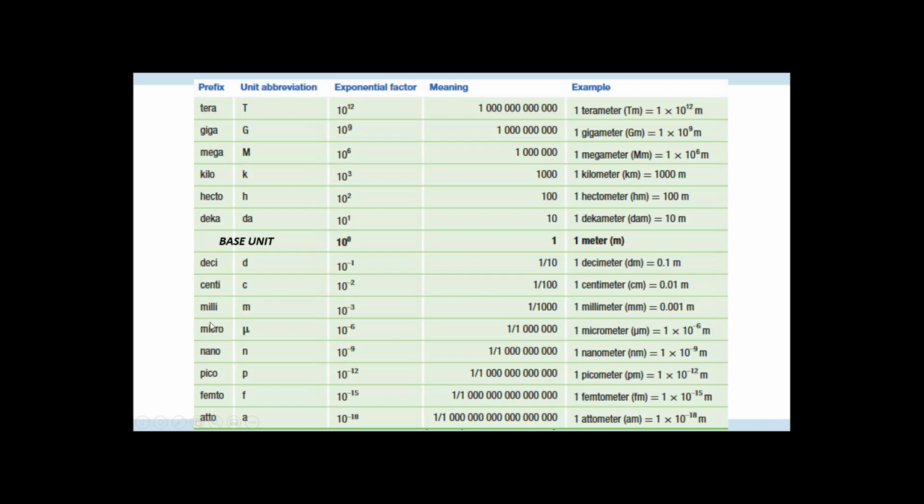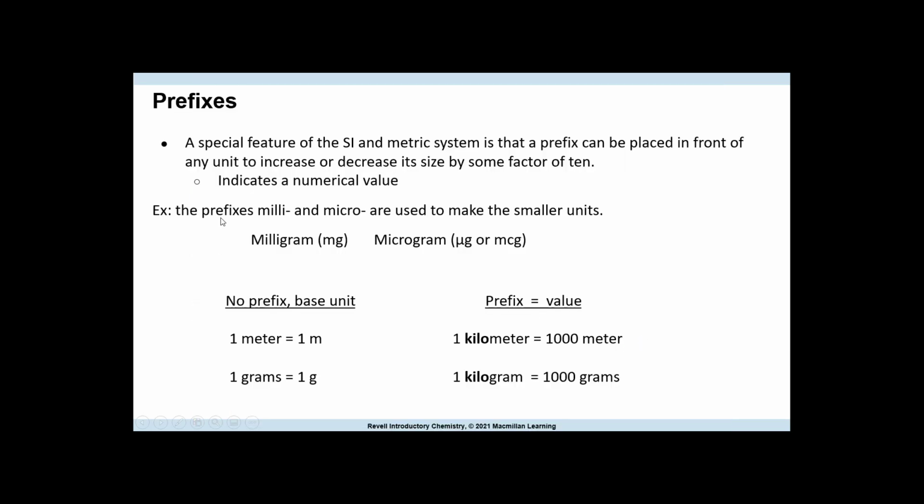This is what it represents. So this is milli, and micro is 10 to the negative 6, and it's 1 over 1,000,000, and then you can see this is what it stands for here. So that's what these mean. Milligram, mg, microgram. You can disregard this. I should have removed this.